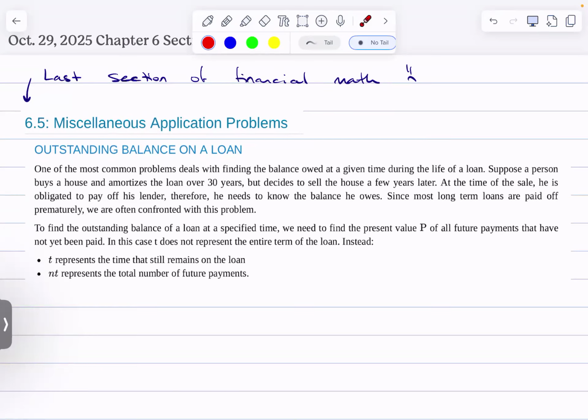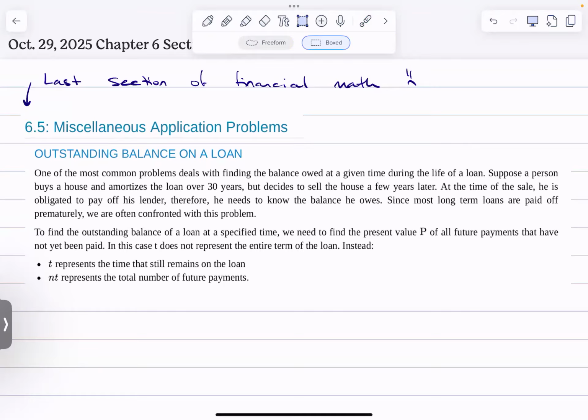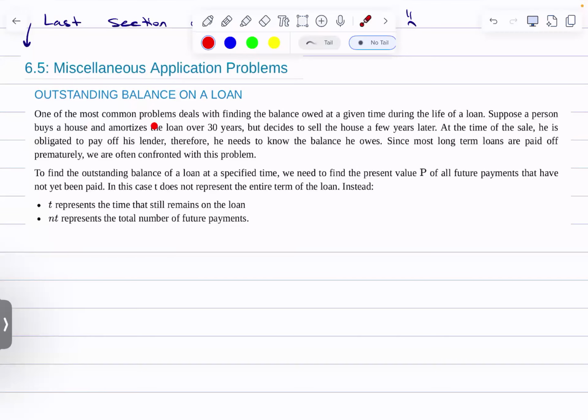So far, we've solved for the accumulated value of an annuity, and the present value, payment amount, right? And so the last thing that we need to tackle is the outstanding balance on a loan. One of the most common problems is when we have to find the balance owed at a given time during the life of a loan.